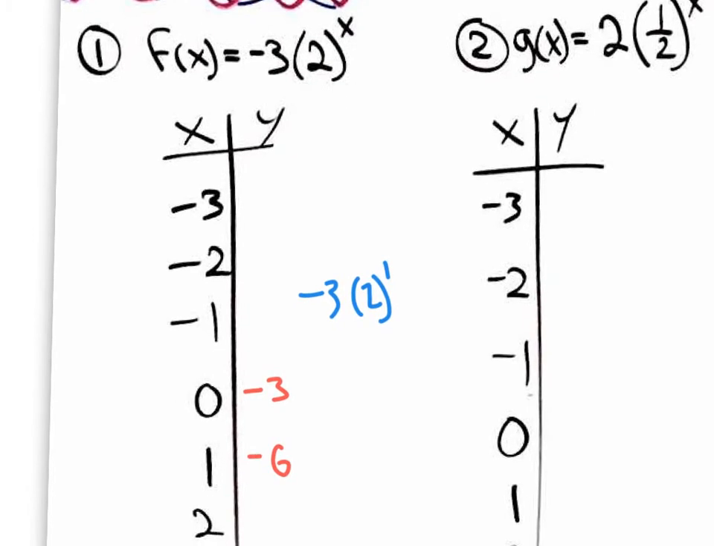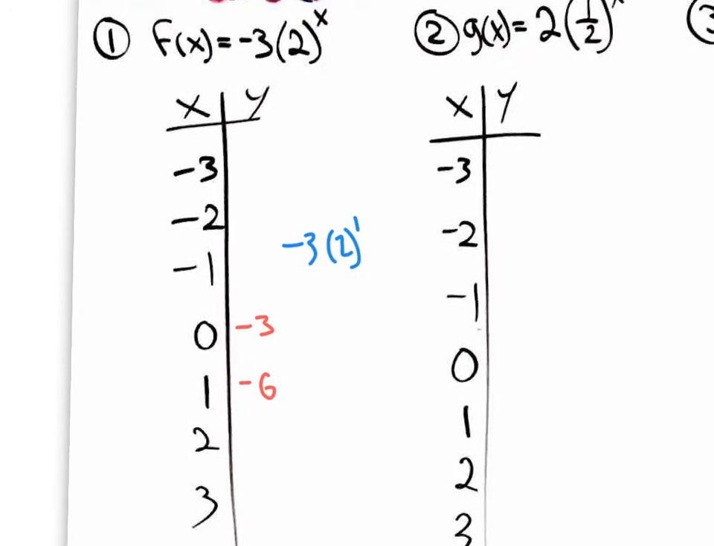So what is the base on number 1? The base is 2. So what does that mean? That means that this first output of negative 3, if I multiply it by the base 2, it'll take me to the next one, negative 6. So what's the next output going to be? Negative 12. There you go, negative 12. And the next one? Negative 24.